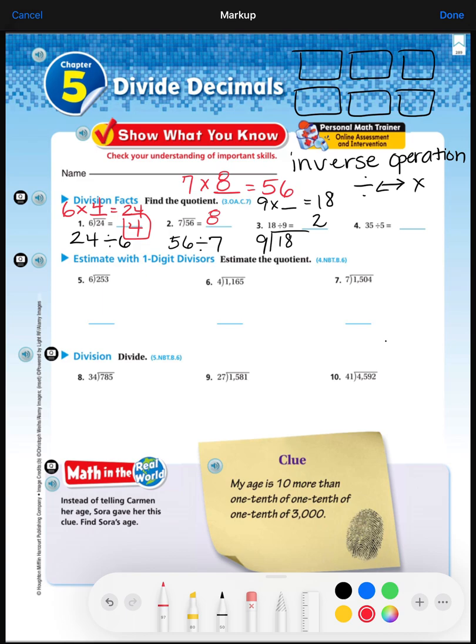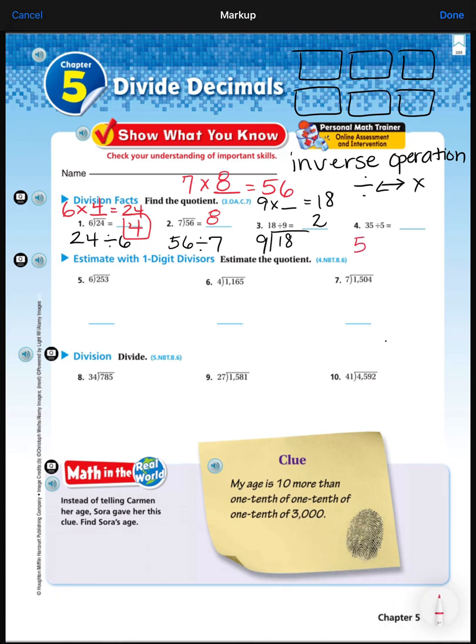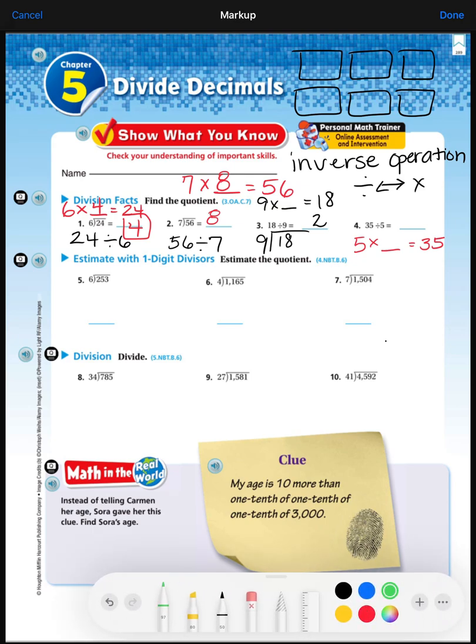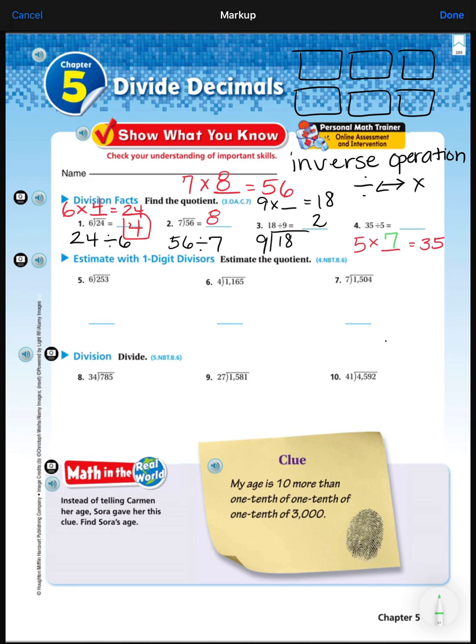And finally, that last one, 35 divided by 5. What we could do is we could say, okay, 5 multiplied by what is equal to 35? See the pattern here? The bigger number becomes our product. The smaller number is one of the multiplication pieces, okay? So 5 multiplied by 7 is equal to 35. Therefore, 35 divided by 5 is 7. Okay?